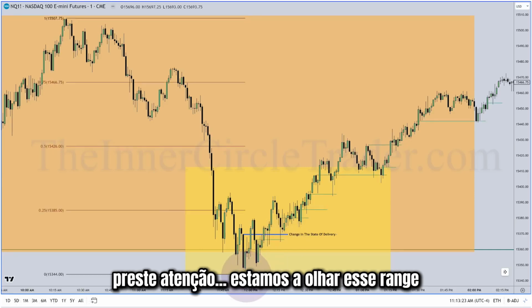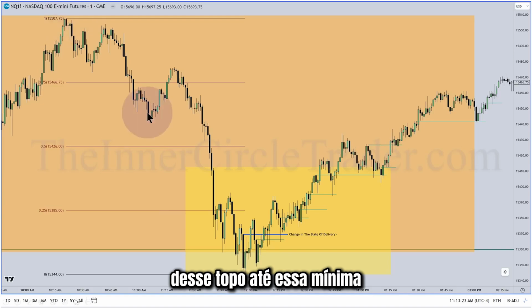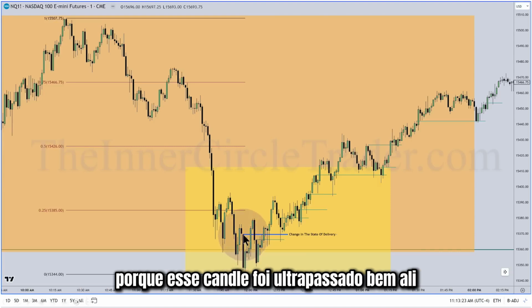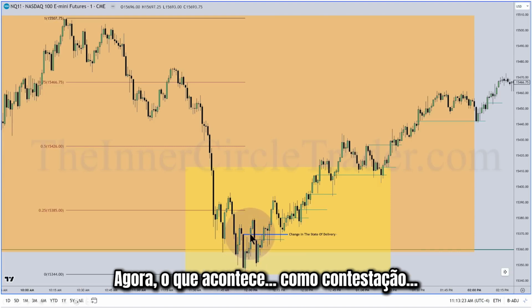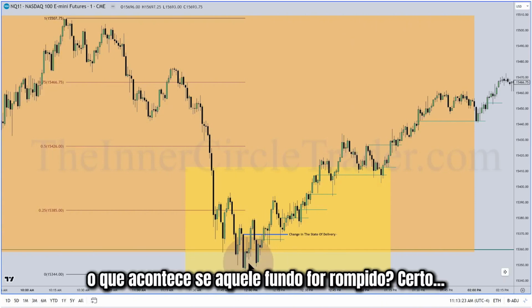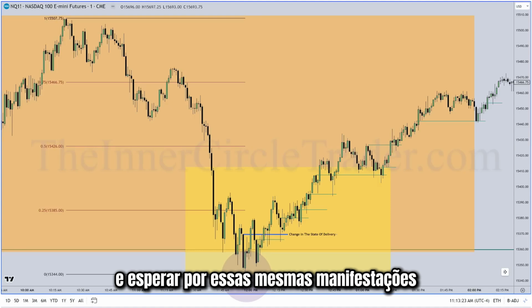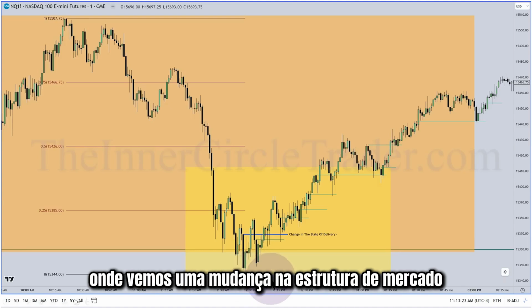We are now looking at that price range from this high up here all the way down to that low. We trust that that low will not be violated. Why? Because this candlestick was crossed right there. Now let's play devil's advocate, what happens if it breaks that low? Okay, then you have to continuously study price action and wait for that same instance where we see a shift in market structure to the upside.